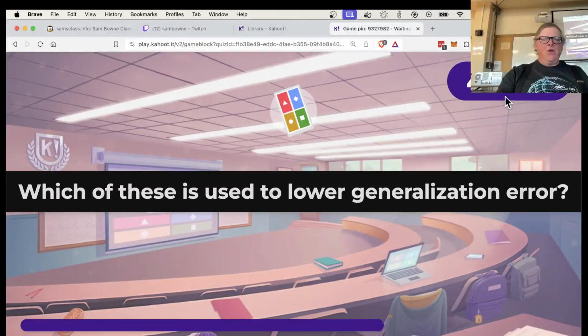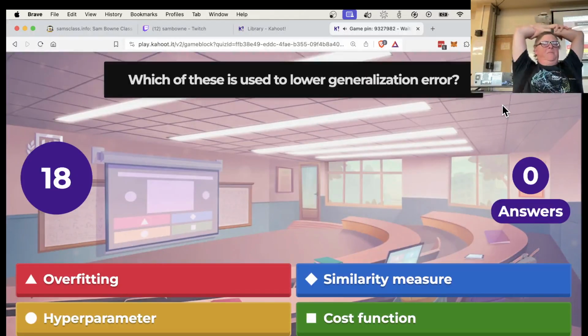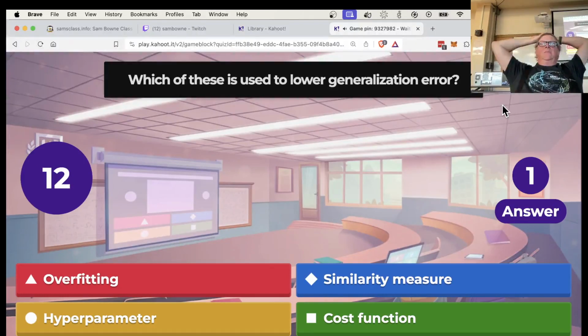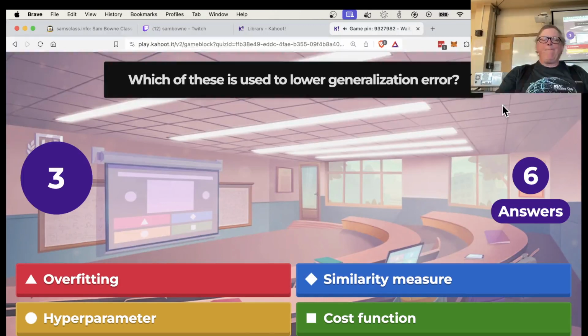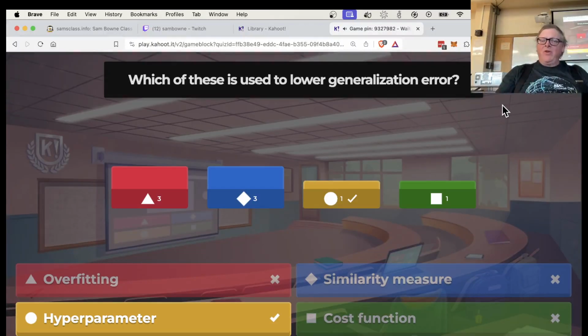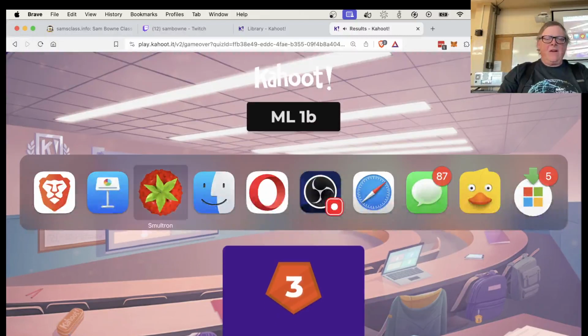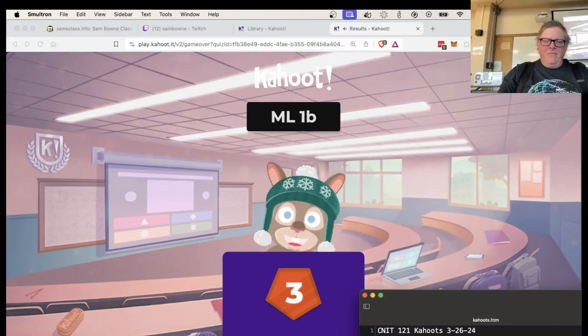All right, and which of these will lower generalization error? Hyperparameters are the smoothing factors that prevent overfitting by forcing it not to make the best fit to the data, but a smoother fit for the data, so it will more likely catch the trend, and therefore when you test it with the test data, it'll be a better fit. That's generalization. So the hyperparameters do that. All right. And we're good.